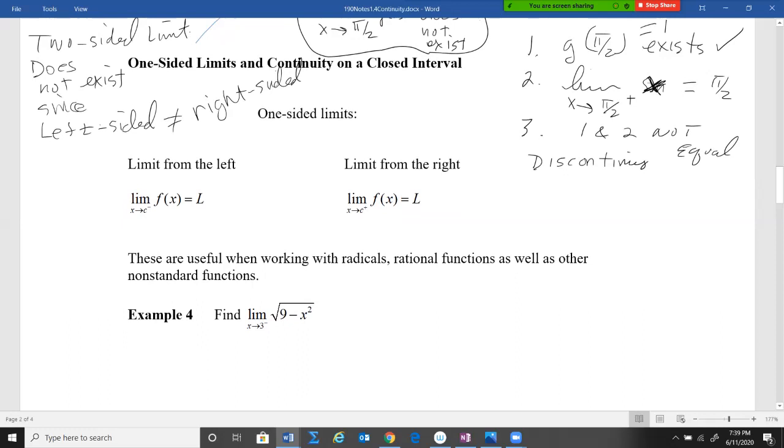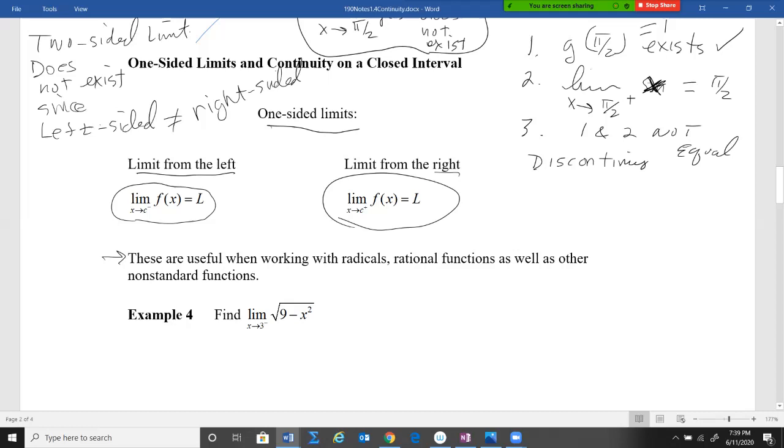Okay, so here's kind of a summary of this stuff that we just talked about. These one-sided limits: limit from the left, it looks like this. Notice the form. And limit from the right. Notice this is c plus in here, which means x is coming to c from the right side. And now, these are also good ways to find behavior of functions at endpoints.